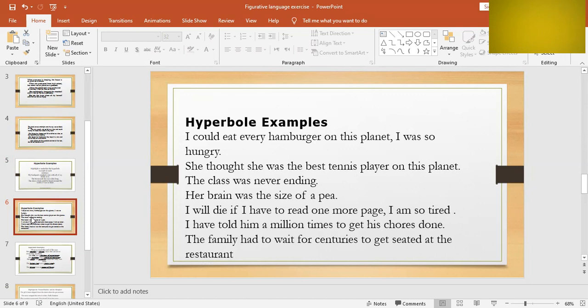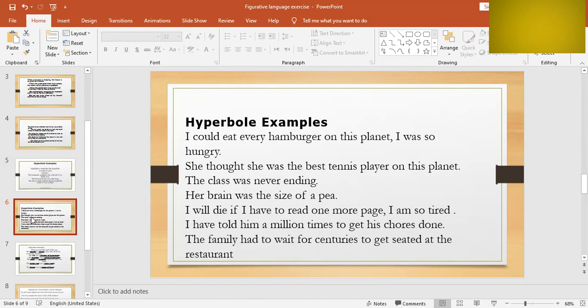Her brain was the size of a pea. Do you know what a pea is? A pea is a small green bean. The green peas, you know, the beans we eat for dinner. The brown seeds we eat at breakfast generally in Gaza. And pea is the green ones which we cook. Okay, so her brain was the size of a pea.